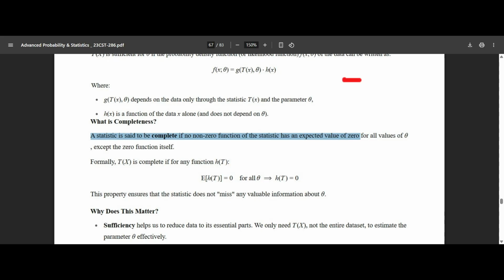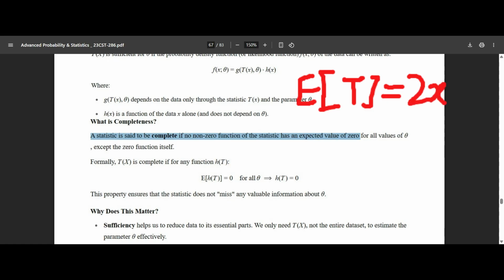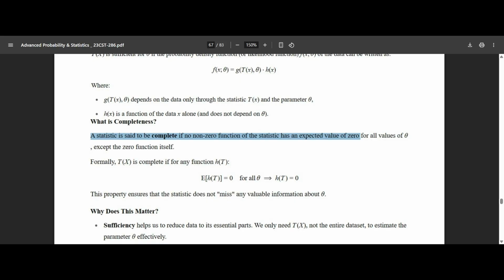For example, if T is an estimator and E of T is anything, literally anything except 0, like it's 2x, it's n square, E of T is mu, anything but not 0, it is said to be complete. Fine. You just have to ensure or prove that E[T(X)] is not equal to 0.